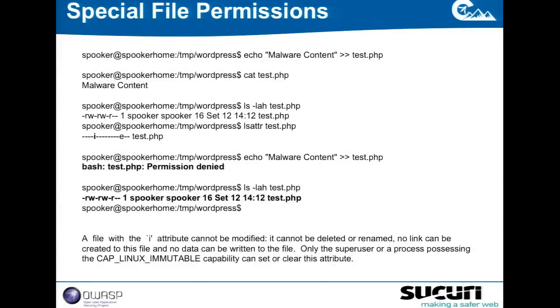I'm just simulating a quick infection. We echo malware content to test.php. So cat test.php shows the malware content. We list the permissions, and the Spooker user has permissions. That's okay. And I list the special attributes now.